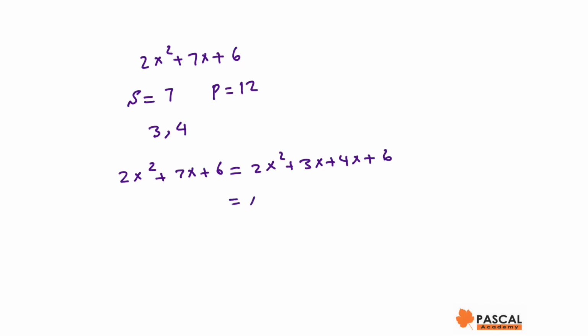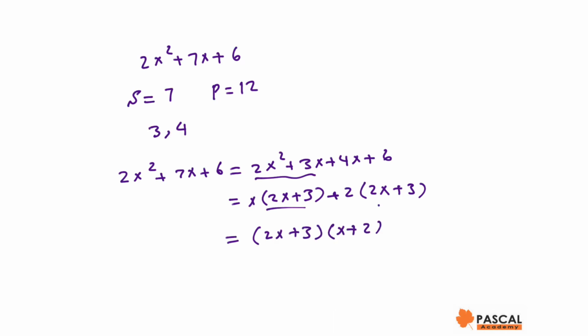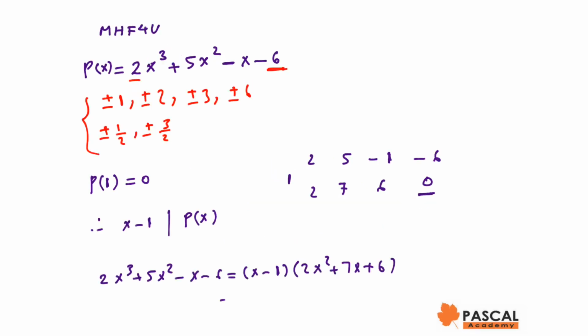We group them. x times (2x + 3), first group, and 2 times (2x + 3), the second group. If we factor, we have (2x + 3) times (x + 2). The common term is 2x + 3. Therefore, P(x) is (x - 1) times (x + 2) times (2x + 3). This is the method that we use to factor a polynomial using the factor theorem.